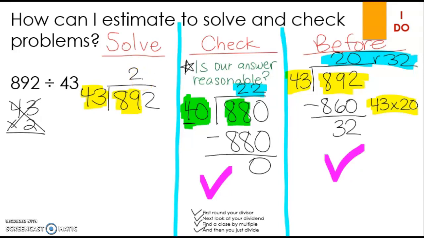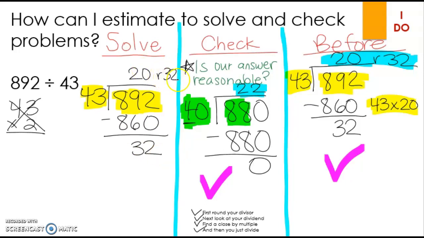So 43 goes into 89 at least twice. Or we could say 43 goes into 890 at least 2 times. 2 or 20 times 43 is 860. And here I'm left again with the remainder of 32.